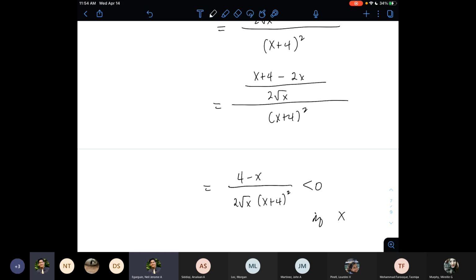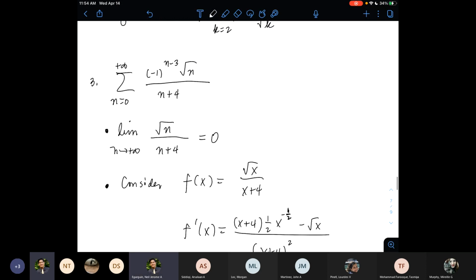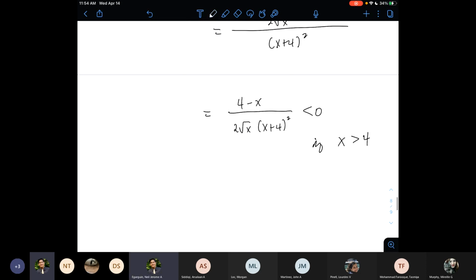If x is greater than 4. So I guess I need to cheat a little bit here. Start the sum from 4 until infinity, so that I know that this will be decreasing all throughout my series.